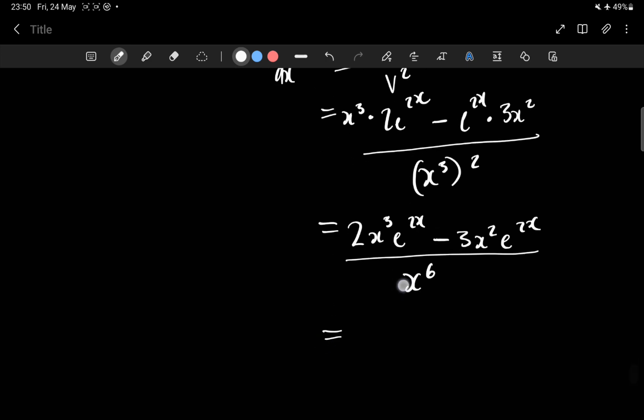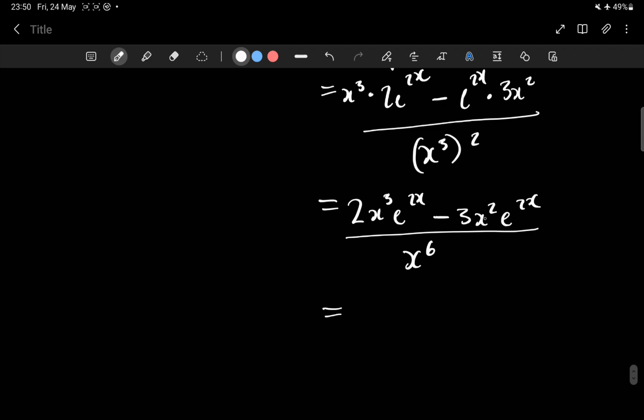We can factor out an x squared and then e to the 2x. Which here will remain with 2x squared into x cubed is just an x. e to the 2x cancels. Minus, here, 3 just comes, there is nothing for him. x squared and x squared cancel. e to the 2x and e to the 2x cancel, they make 1. So it'll be just 1 over like this.